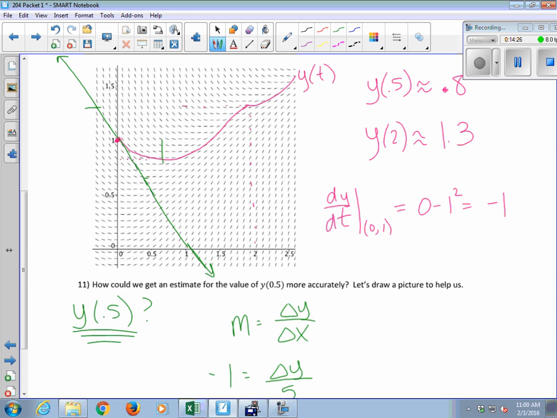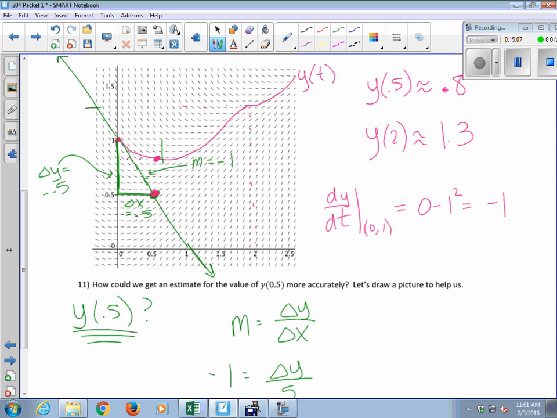Okay, so I know my change in x was 0.5. Here's my change in x. Here's my change in y. I know the slope of this line. Delta x is 0.5, and I solved for delta y, negative 0.5. So this point right here on the tangent line approximates the point on the curve, right? Because I used 0.5, which is actually pretty far from 0, it's not the best approximation, right?